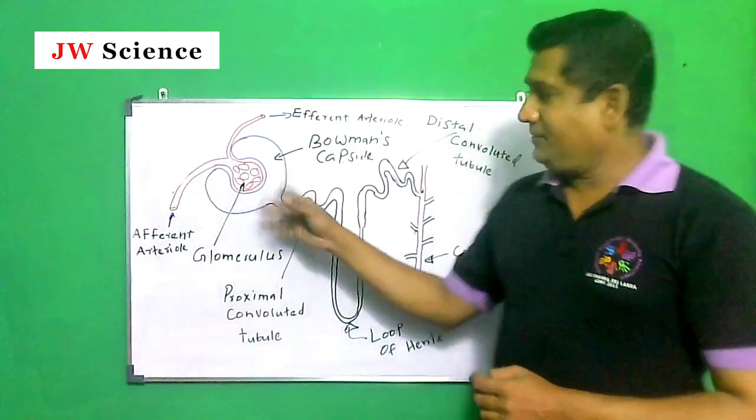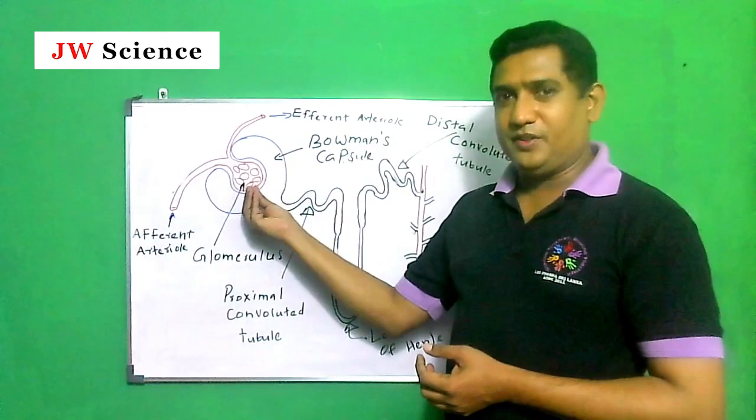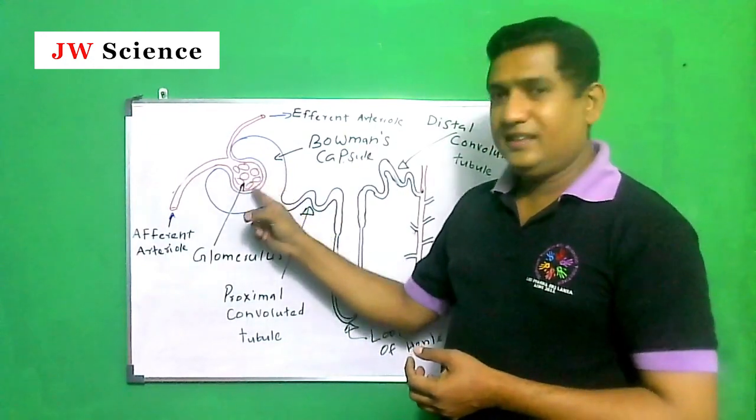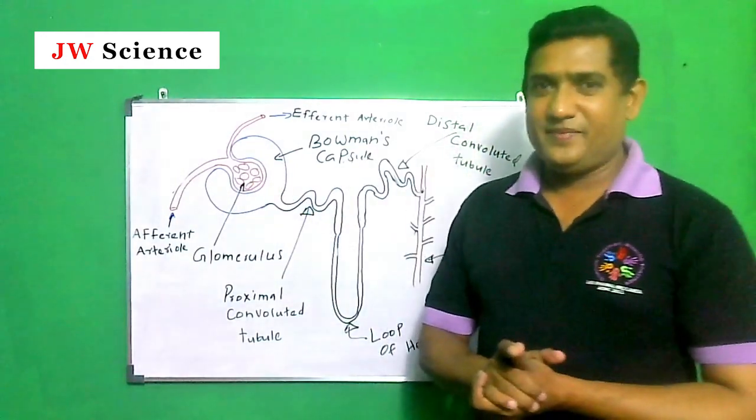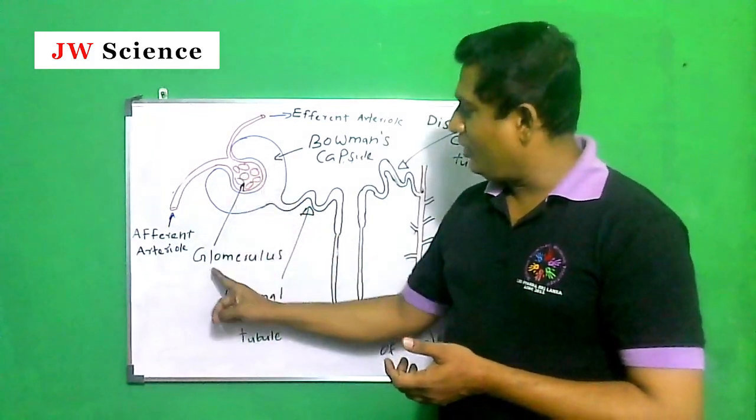As you see here, inside the Bowman's capsule, there is a capillary net. This is a capillary net called the glomerulus.